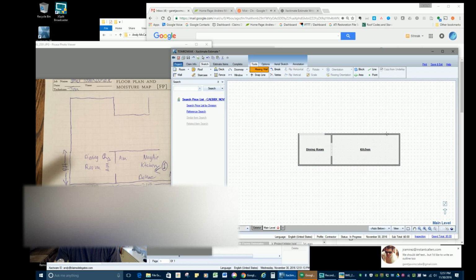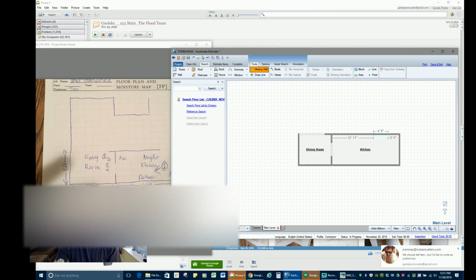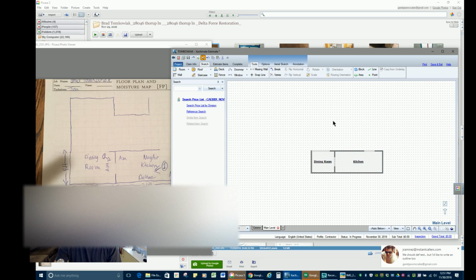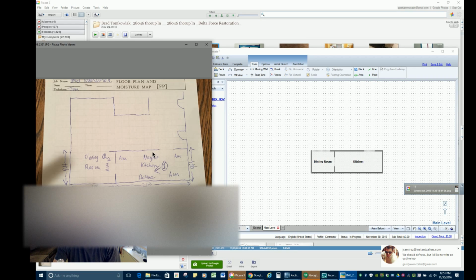Oh, wrong button. Since it's not measured, I'm not going to put it on the sketch.